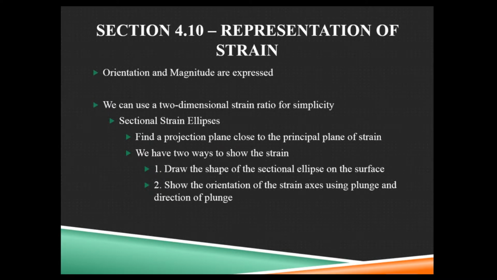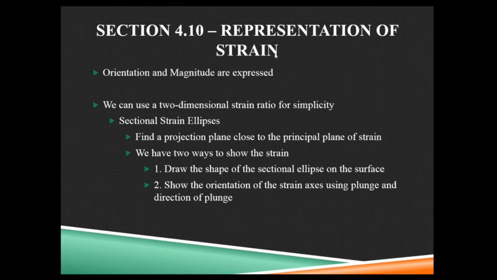Almost done. Section 4.10, representing strain. The orientation and magnitude need to be expressed. We can use a two-dimensional strain ratio for simplicity. Focus on 2 dimensions. The third dimension, of course, exists in real life, but we just worry about 2 at a time. And so then we can look at a strain ellipse.